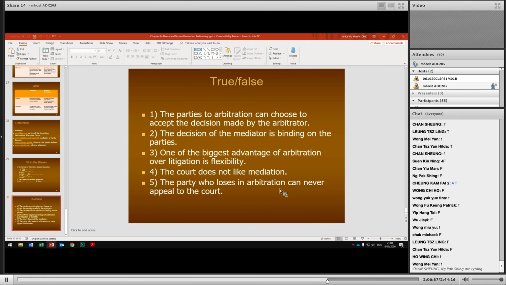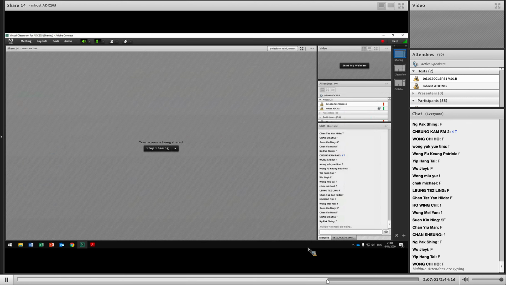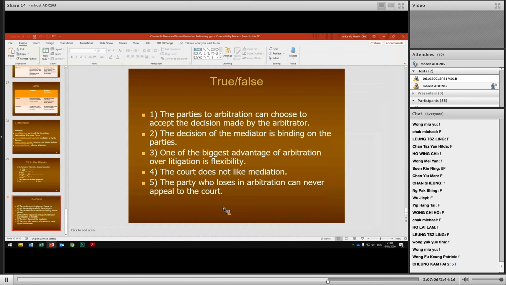Number five, the party who loses in arbitration can never appeal to the court. True or false? It's also false. Because under some circumstances, he can appeal. But usually the appeal is confined to dispute in law instead of dispute in fact. So either he can get the consent of the other party or he can get the leave of the court. So it means that not everyone can appeal. Only some people who can satisfy the requirement can appeal.